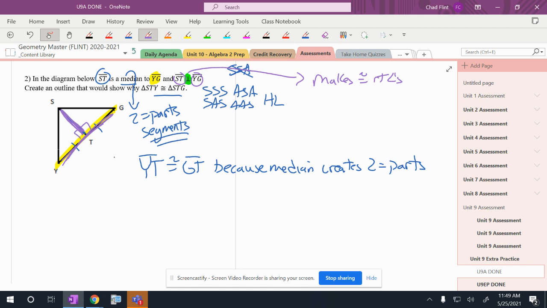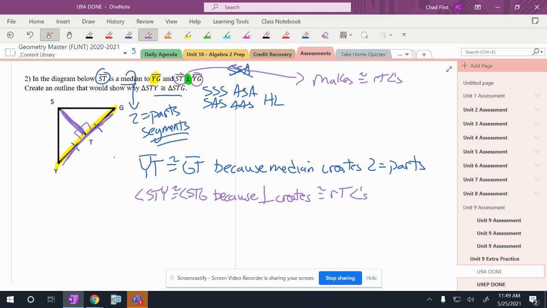Okay, now don't just say they're right angles, say they're equal. We always want equal things. So angle STY is congruent to angle STG because perpendicular creates congruent right angles. Okay, there's 2 statements, both pretty straightforward.